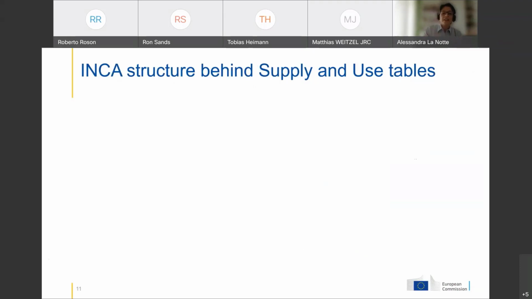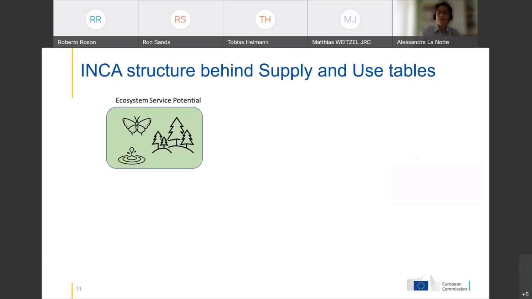Now in INCA we had quite a rigid structure behind this: what is assessed, mapped and quantified as actual flow. In fact, we start from the assessment of the ecosystem potential. And I would like to say this is where mostly the ecological modeling is playing a role, because here what is mapped and assessed is what ecosystems are able to provide, independently of whether they are used or not. But in itself, it does not represent an actual flow.